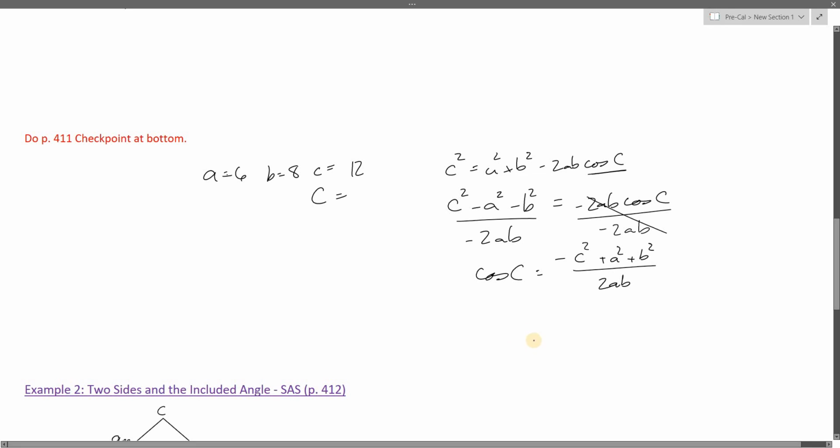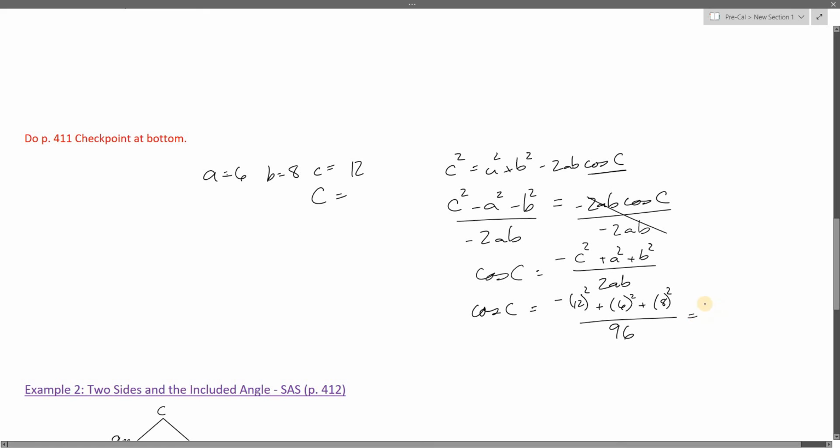So again, even without drawing the picture, I know that the cosine of C is going to equal negative, parentheses, 12 squared plus A squared. A lot of these you should be writing probably already and just squaring them, but 6 squared and then 8 squared all over 2AB. Let's do that. So that's 6 times 8 is 48. 2 times that, 48, is going to be 96. Okay, and so that's where we're at.